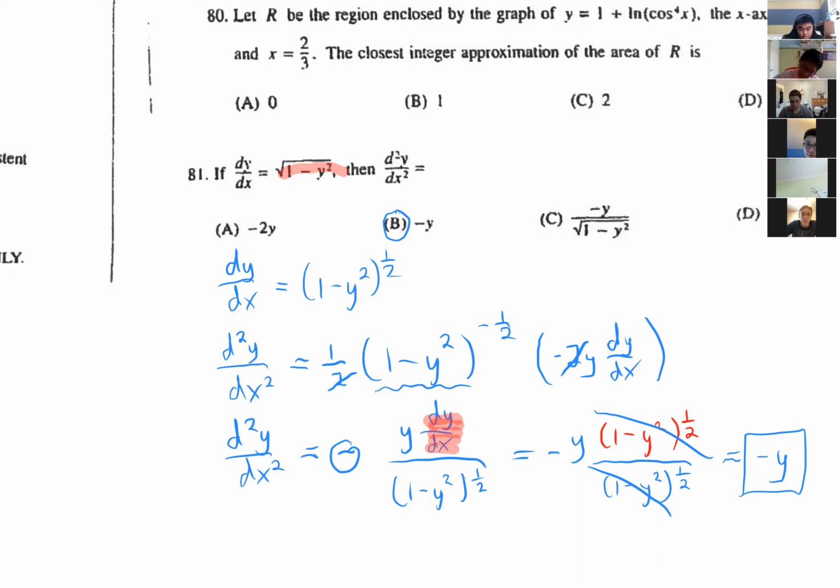Okay, so any questions on 81? Okay, so the key here is making sure that you plug back in for dy over dx. You would never leave your answer with the dy over dx in it if you don't have to. So plug back in the square root of 1 minus y squared in place of your original derivative, which was given to you as dy over dx.